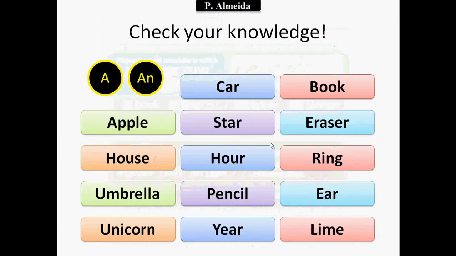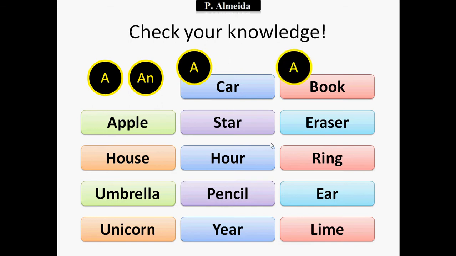So just to make sure that we know everything, I have here the check your knowledge, where you need to decide if you're going to use A or AN. And again, pause the video, try it yourselves, because spoilers, the answers are going to come right now. Okay, so answers: a car, because it has a consonant sound. I can say a book as well, because again it has a consonant sound. But I say an apple, because it starts with a vowel sound.